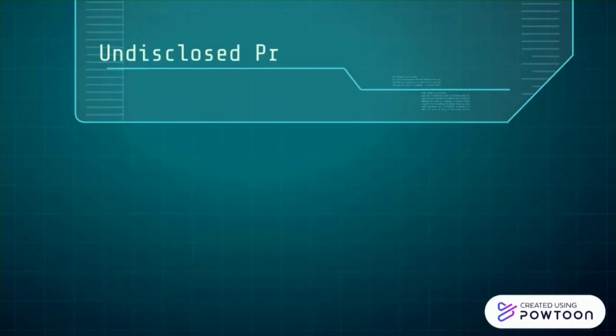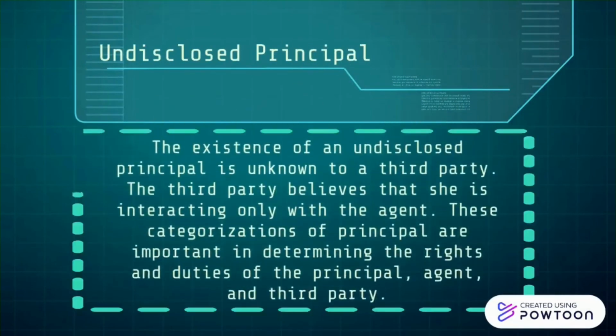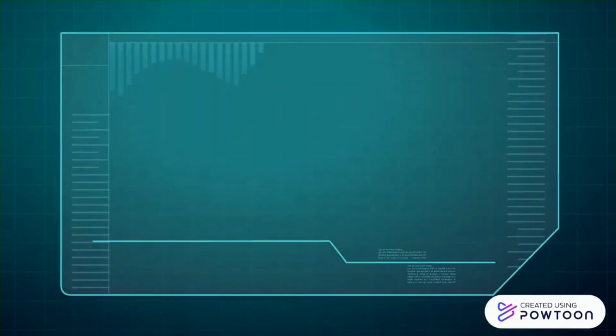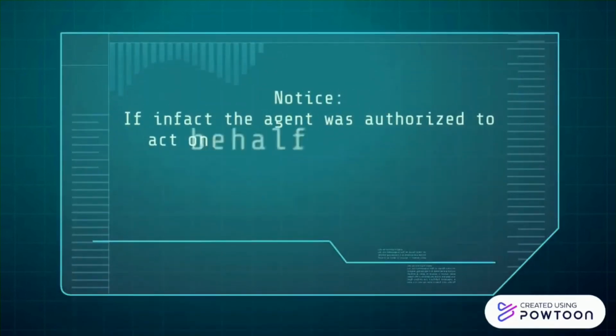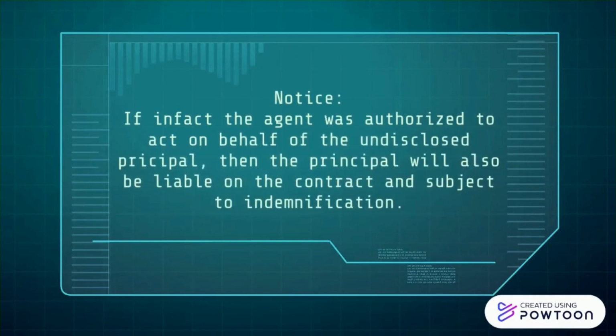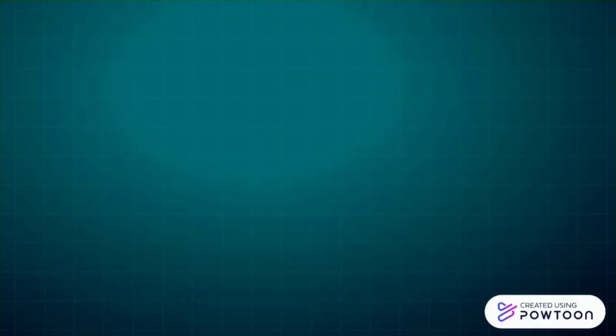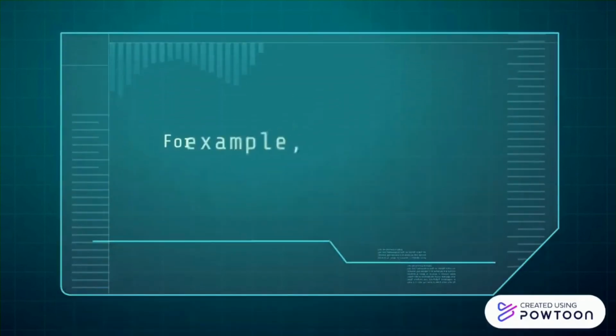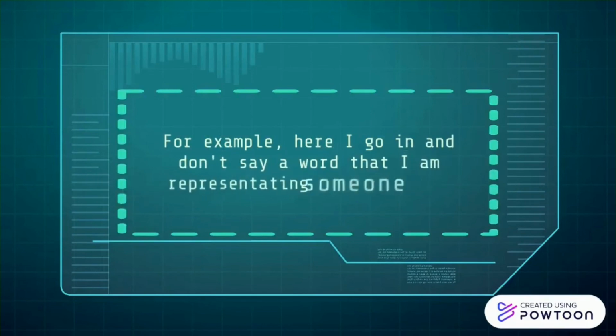For an undisclosed principal, the existence of the principal is unknown to a third party. The third party believes that she is interacting only with the agent. These categorizations of principal are important in determining the rights and duties of principal, agent, and third party. Notice, if in fact the agent was authorized to act on behalf of the undisclosed principal, then the principal will also be liable under contract and subject to indemnification. For example, here I go in and don't say a word that I am representing someone else.